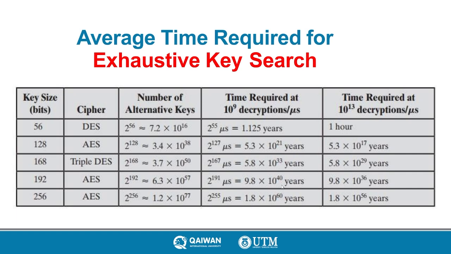Now, average time required for an exhaustive key search. For the 56 bits of DES, we will have 1 hour with the time required at 10 to the power of 13 decryptions per microsecond. However, for the AES, we will have 5.3 multiplied by 10 to the power 17, and you will get the result that it will take a lot of time to decrypt the message if we wanted to use AES.